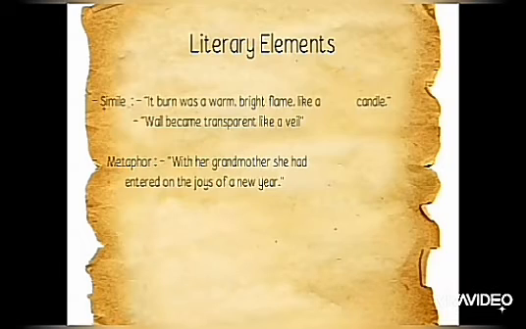Next is literary elements. In this story, I have found a simile and a metaphor. The simile in this story is in the sentence, it burned with a warm, bright flame like a candle, and then the wall became transparent like a veil. And the metaphor in the story is in the sentence, with her grandmother she had entered on the joys of a new year.